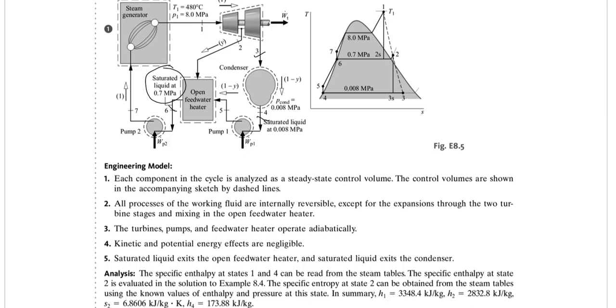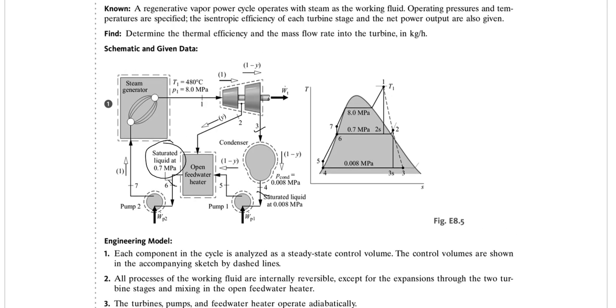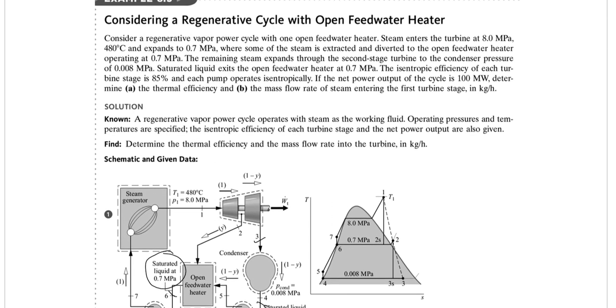All processes in the working fluid are internally reversible, except now that in the two-stage turbine, both of them were non-isentropic. The turbine, the pump, and the feed water heater operate adiabatically. Kinetic and potential energy of the system are negligible. Also, saturated vapor exits at 4, saturated liquid exits at the open feed water heater, and also saturated liquid exits the condenser.